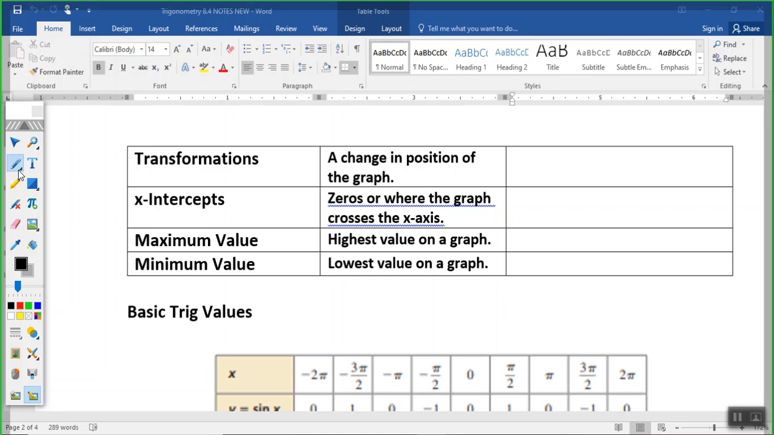Here we go. Transformations that we're going to worry about then are shrinks and stretches, mostly vertical shrinks and stretches. We're going to work left and right, and we're going to work up and down.